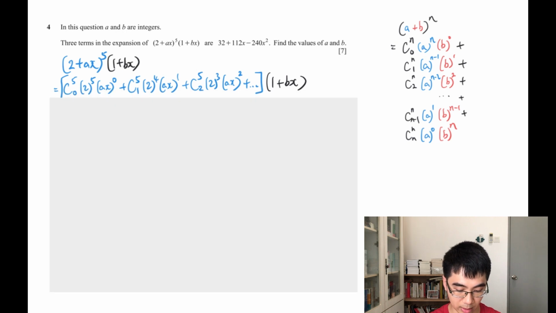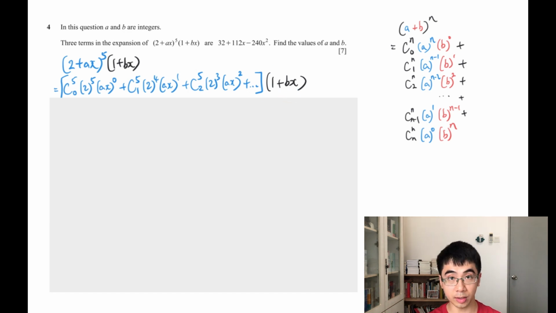The first step should be like this. The first term is 5C0 times 2 to the power 5 times (ax) to the power 0, plus the second term, 5C1 times 2 to the power 4, decreased by 1, times (ax) to the power 1, increased by 1, plus 5C2 times 2 to the power 3, decreased again, times (ax) to the power 2, increased again. The rest we just write as dot dot dot, and then times (1 + bx).